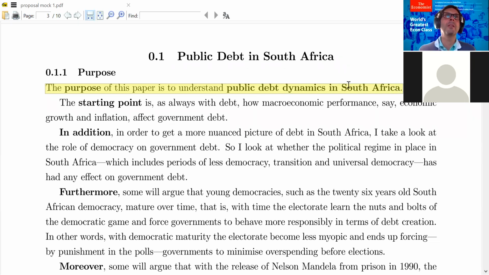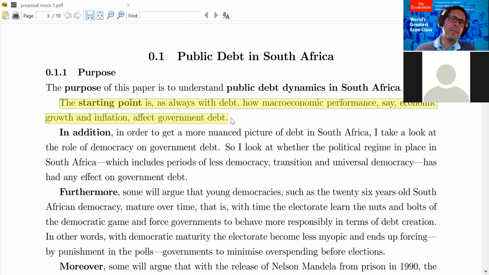So that's already in the title. It's so simple, but we need more than that, right? So I write there also: the starting point is, as always, with this particular literature, with debt, how macroeconomic performance, say economic growth and inflation, affect or don't affect government debt. That's the first thing I will investigate in the chapter, or in this case in the paper.